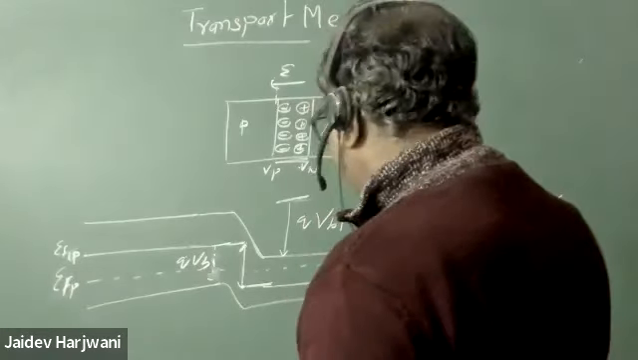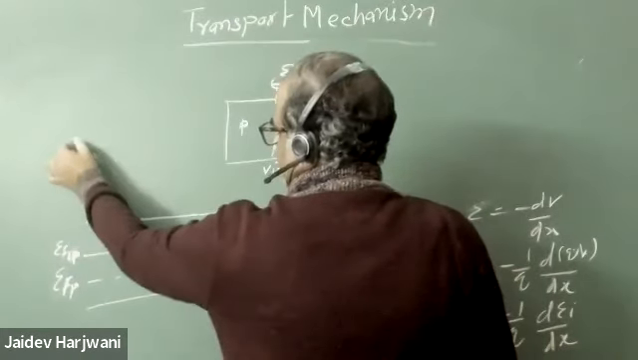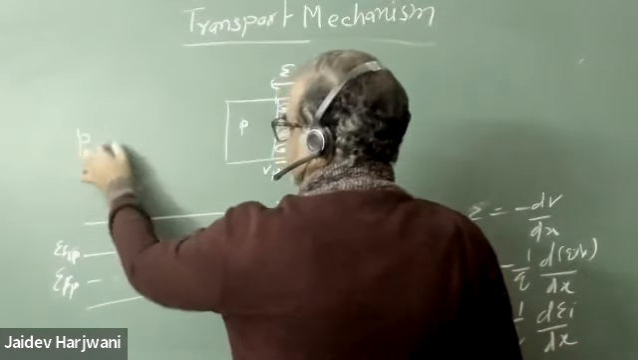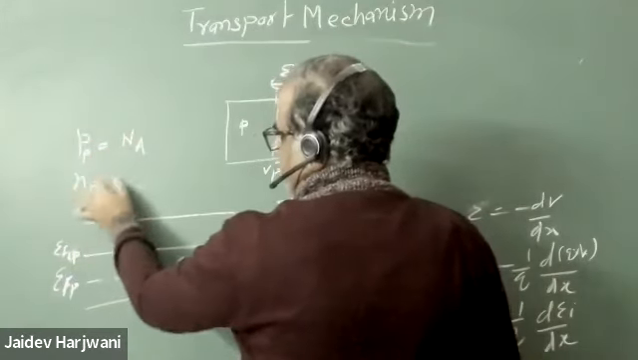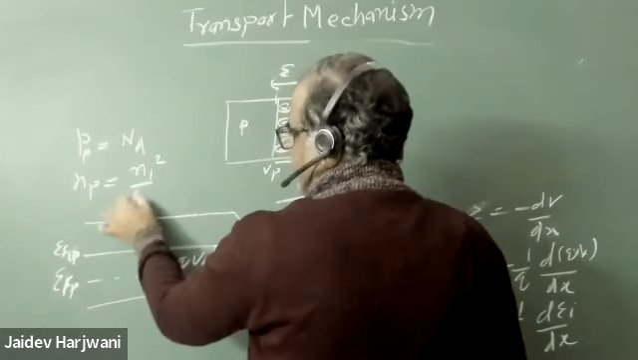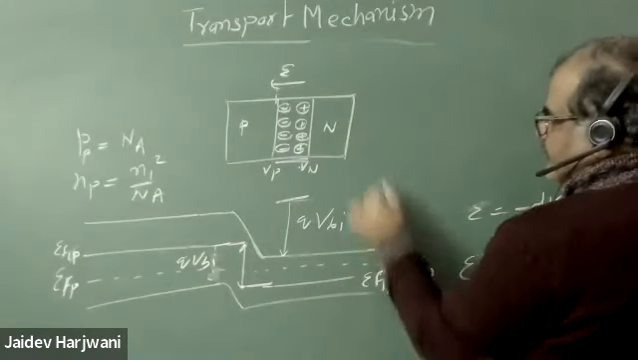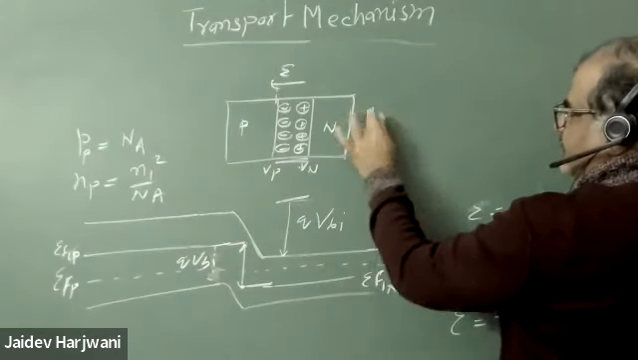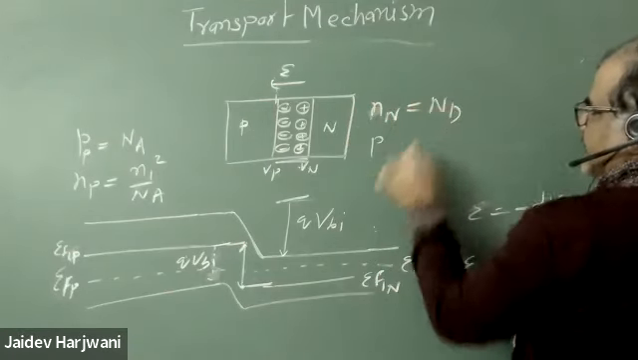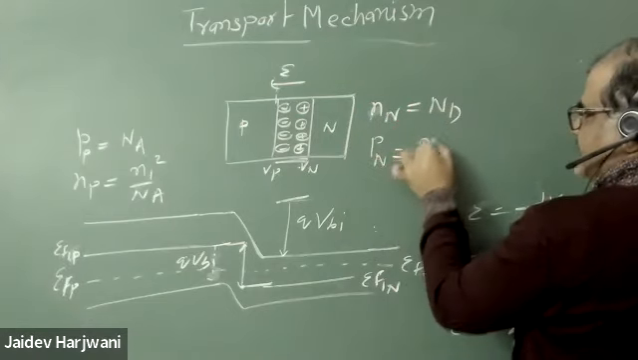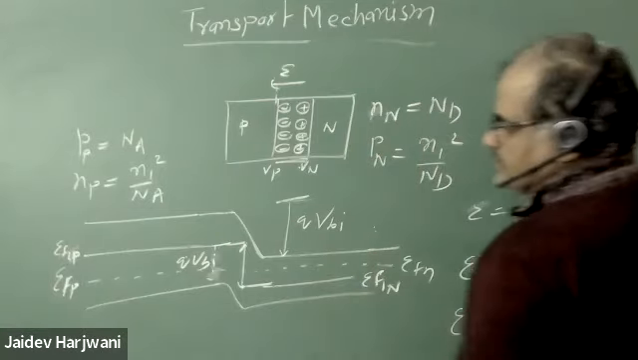So now this is a p-type material. In p-type material the number of holes is equal to Na, we know. And the number of electrons in p-type material is Ni square upon Na. Similarly, in n-type material the number of electrons is equal to Nd, and the number of holes in n-type material is Ni square upon Nd. This is at equilibrium.